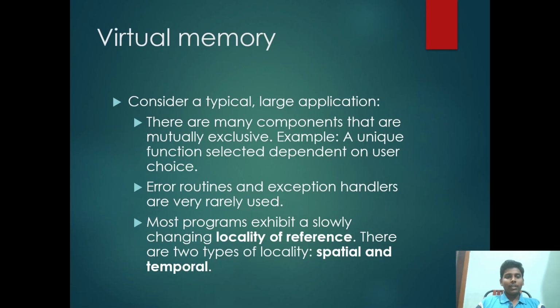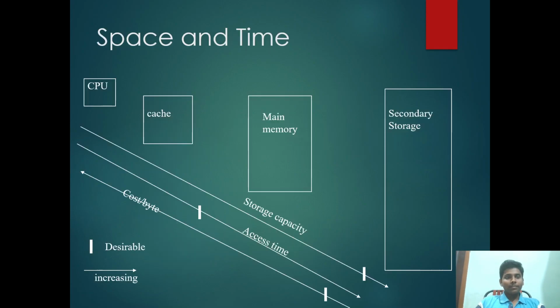Coming to virtual memory, consider a typical large application. There are many components that are mutually exclusive. Example, a unique function selected dependent on user choice. Error routines and exception handlers are very rarely used. Most programs exhibit a slowly changing locality of reference. There are two types of locality, spatial and temporal: space and time.